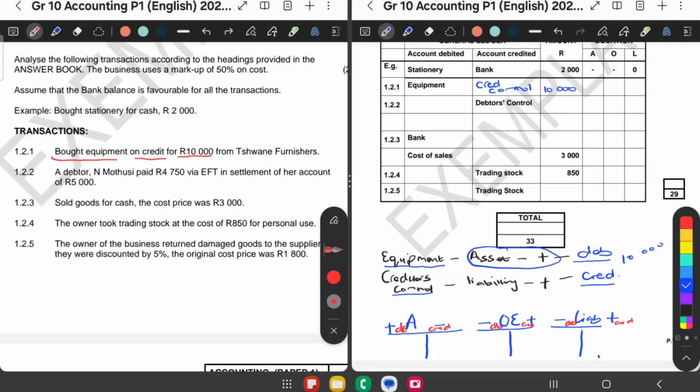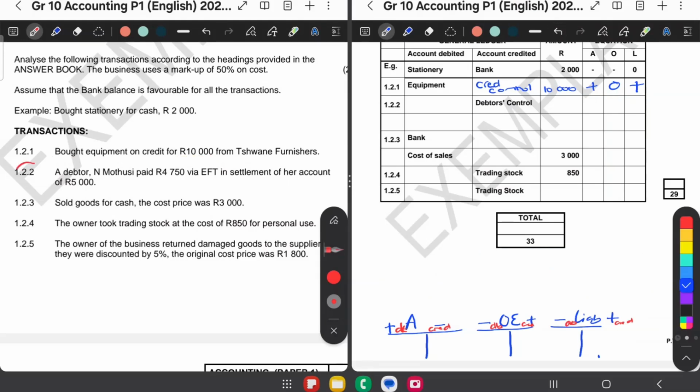Assets will get a plus. And liabilities will also get a plus. Owner's equity is not involved. And there you have your first transaction. You must just know that 0 plus 10,000 will give me this answer here. So that's how you know you're also right there.